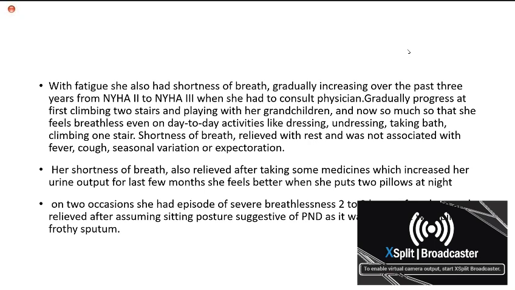For the last few months, she feels better when she puts two pillows at night. On 2 occasions, she had an episode of severe breathlessness 2 to 3 hours after going to sleep, relieved after assuming a sitting posture, suggestive of PND, as it was associated with pink frothy sputum as well. Okay. So from this story, up to this level, in our initial differential diagnosis, which is excluded?